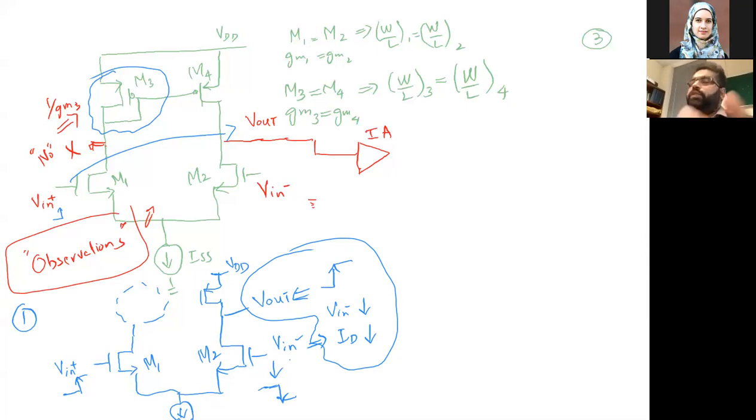Inverting amplifier, common source, V out will go up. So that also makes sense for us, that V in has an inverting behavior. As V in goes down, the V out goes up. That's the first approach. What about the second thing?